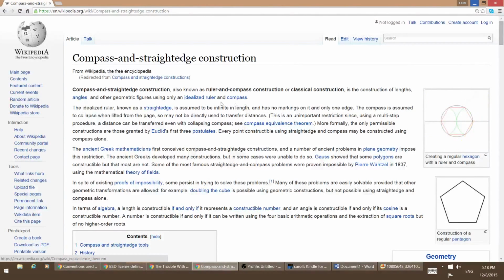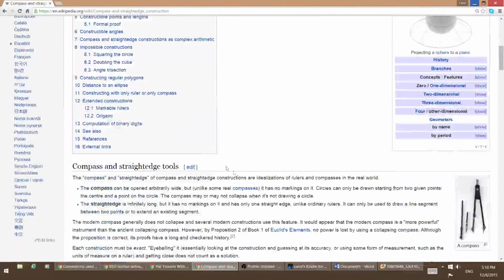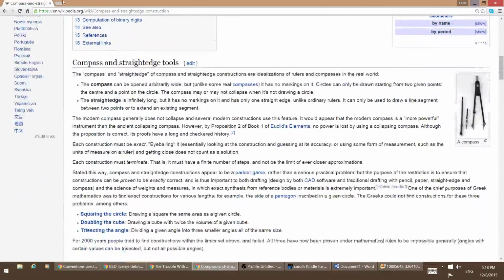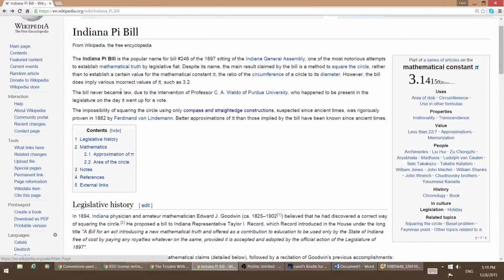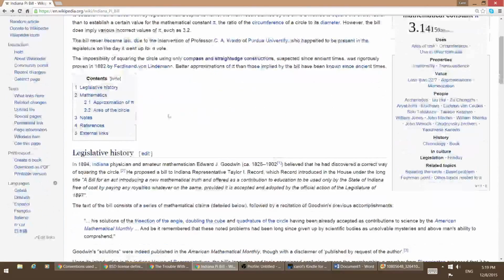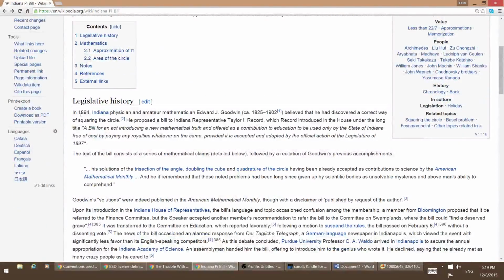So compass and straight edge construction, also known as rulers and compass or classical construction. These are Freemason tools, right? Or symbolism. That's one of their cornerstones. So anyway, this dude named Waldo came and said, "Oh, you can't do that." In 1894, Indiana physician and amateur mathematician Edward J. Goodwin believed that he had discovered a correct way of squaring the circle.